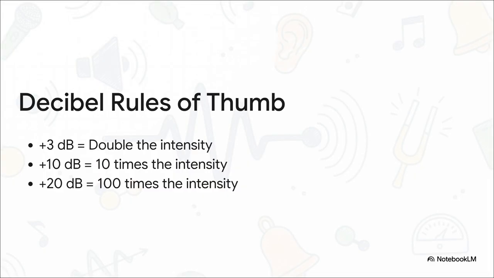Okay, so here are the only numbers you really need to remember with decibels. These are the golden rules. An increase of just 3 dB means you have doubled the sound intensity. A 10 dB jump, that's 10 times more intense. And plus 20 dB, that's 100 times the intensity.